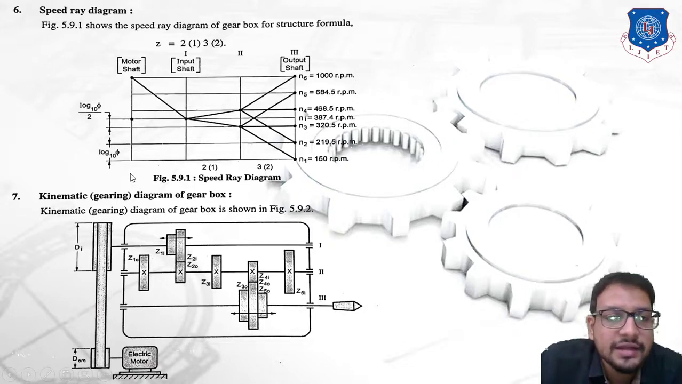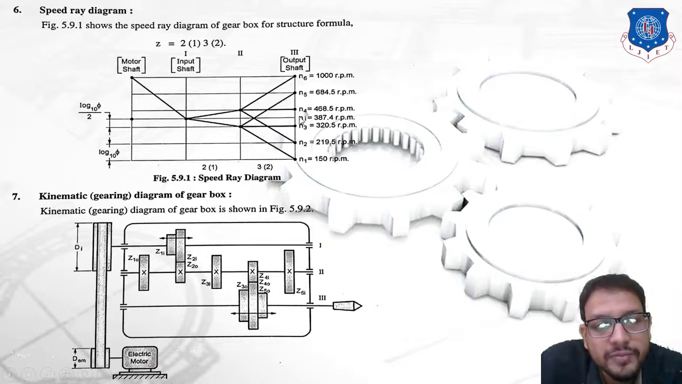Can I say that the distance between two horizontal lines is how much? We would say log 5 to the base 10. But the distance from this line to the median would be how much? It would be log 5 to the base 10 divided by 2. So we need to determine this intermediate speed.